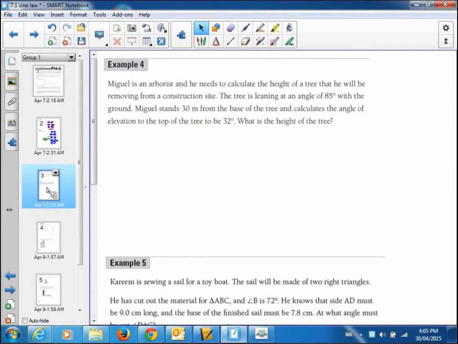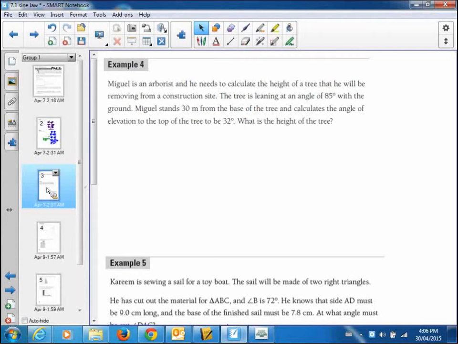Example 4. Miguel is an arborist. He grows things, trees. And he needs to calculate the height of a tree that he will be removing from a construction site. The tree is leaning at an angle of 85 degrees with the ground. Miguel stands 30 meters from the base of the tree, and can calculate the angle of elevation to the top of the tree to be 32 degrees. What's the height of the tree?